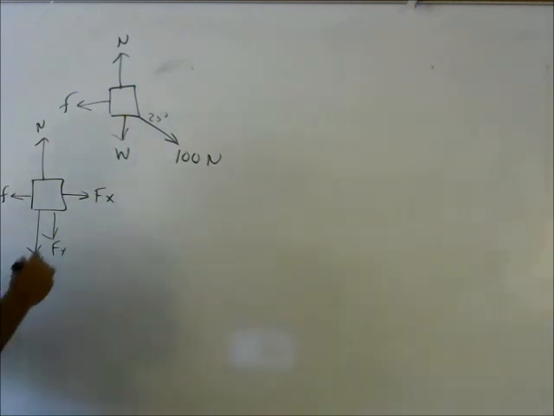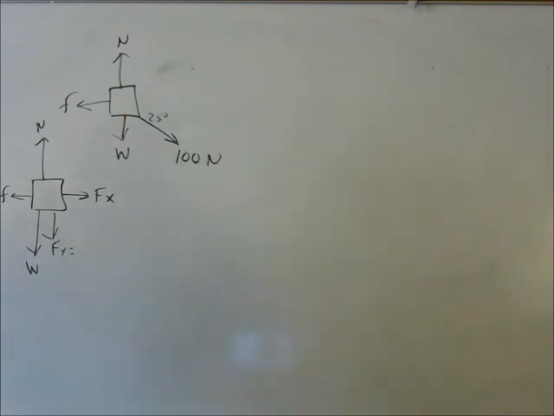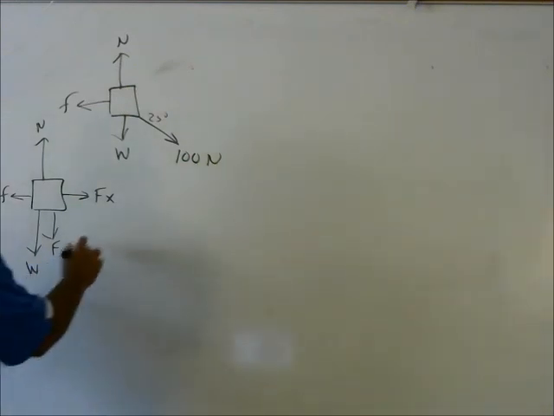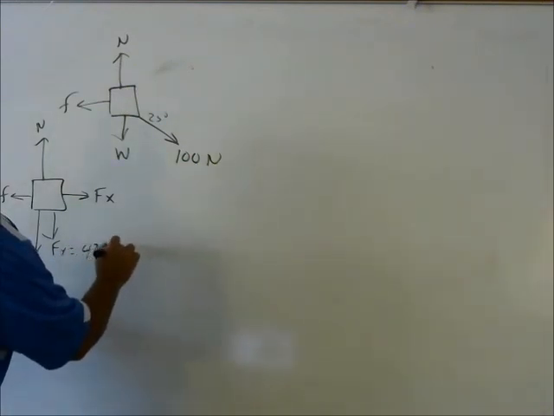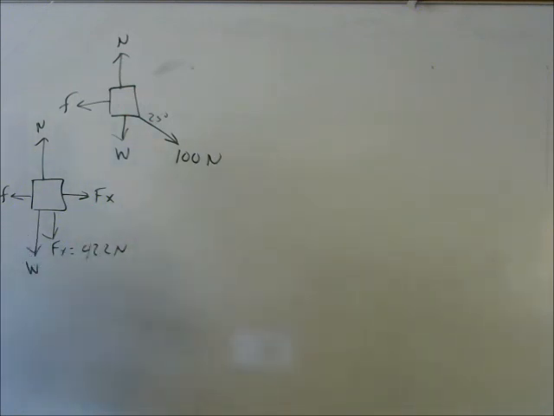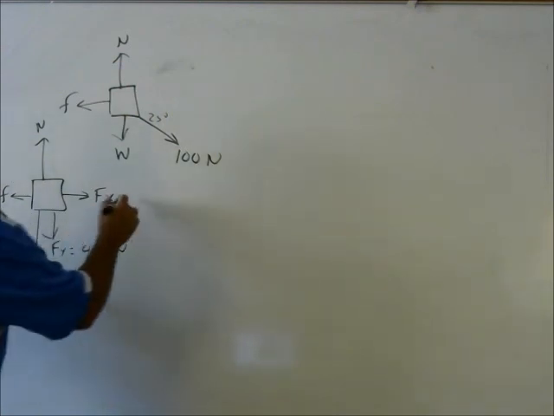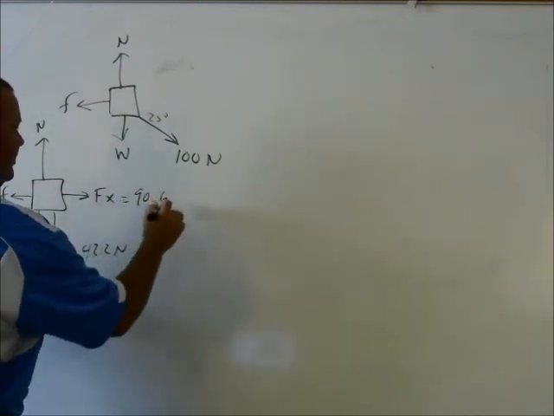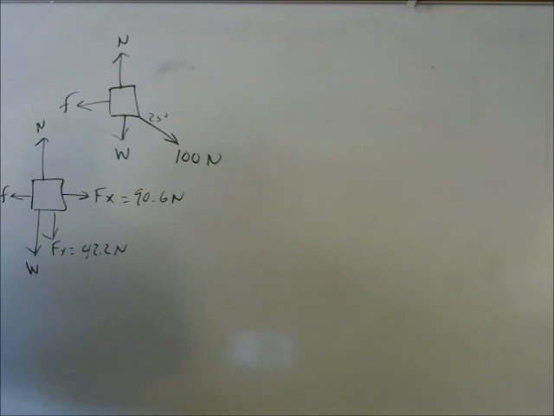So looking at those F components, they should be cosine and sine of 25. Should be 42.2 newtons in Y, and 90.6 newtons in the X. My weight should still be 40 times 9.8, which is still 392.